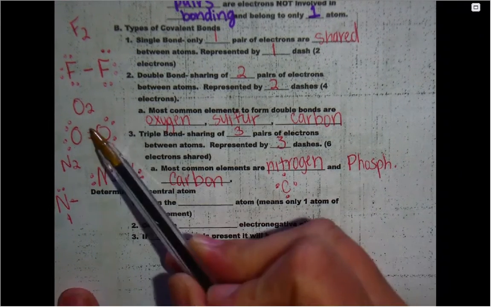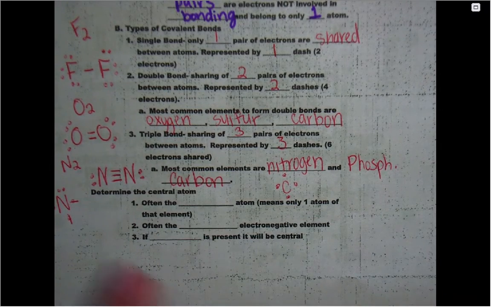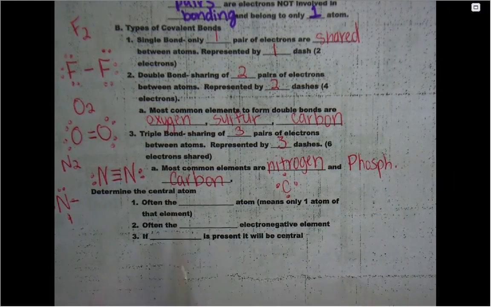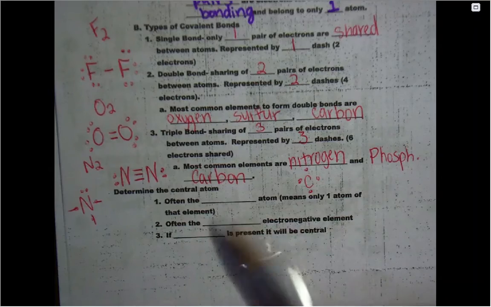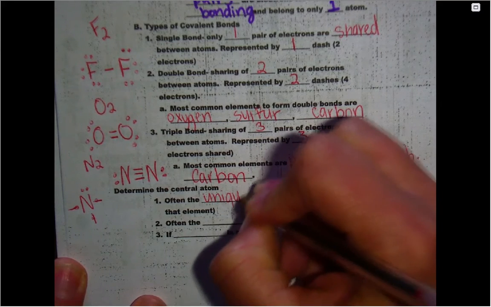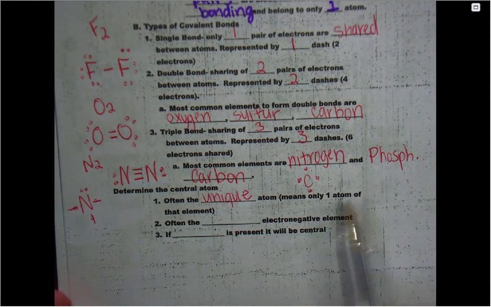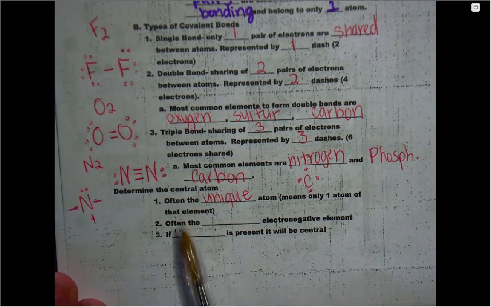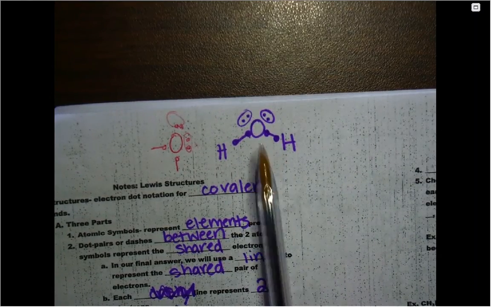How much does each line have? 1, 2. Okay, don't forget that. I'll ask you guys again in a second. So, determining the central atom. How did I know that oxygen went in the center? That's what we're answering right now. It's often going to be the unique atom. Do we know what unique means? It means you're not like everybody else, you're one of a kind, different. So it means you only have one atom of that element. In this situation, H2O, I had 2 H's and then 1 O, so that was the one that went in the center.